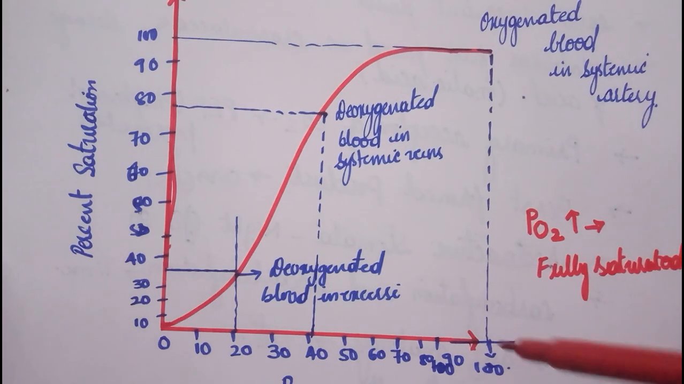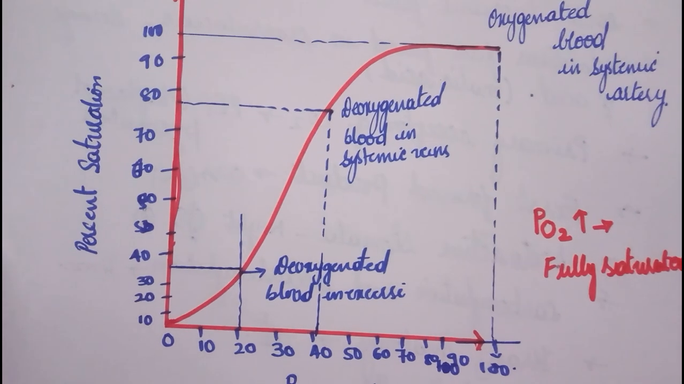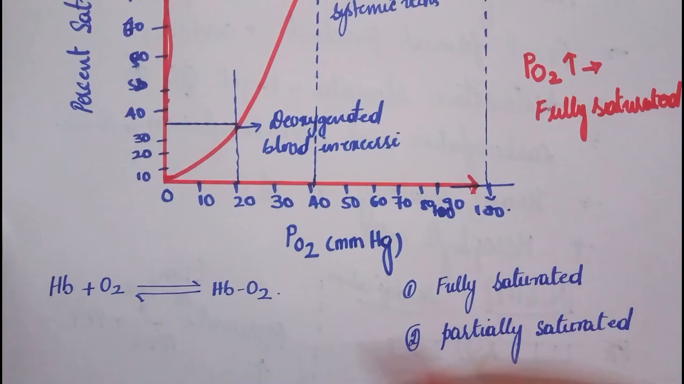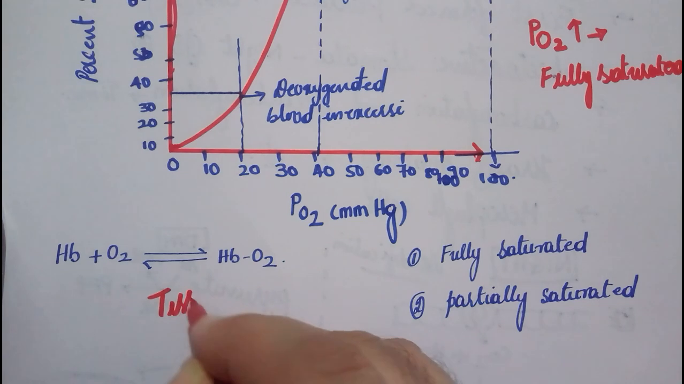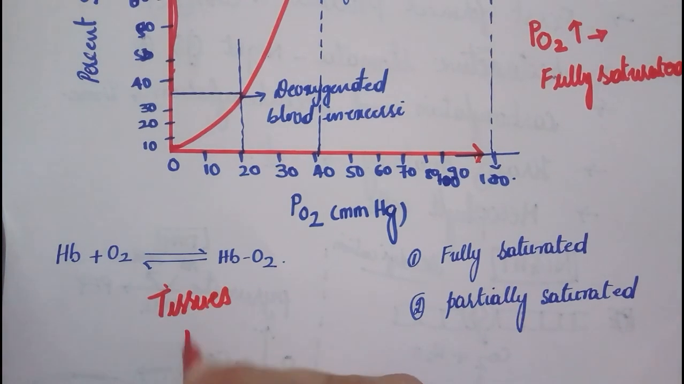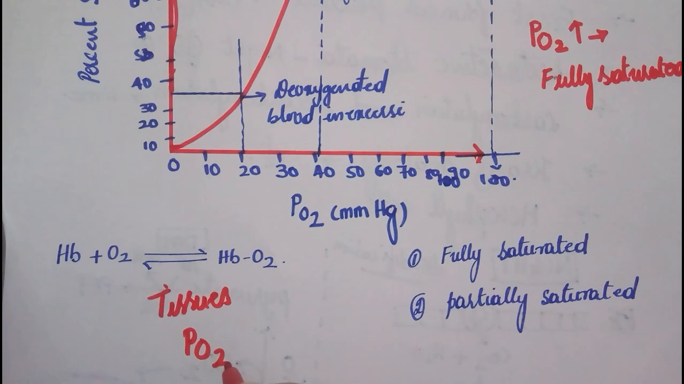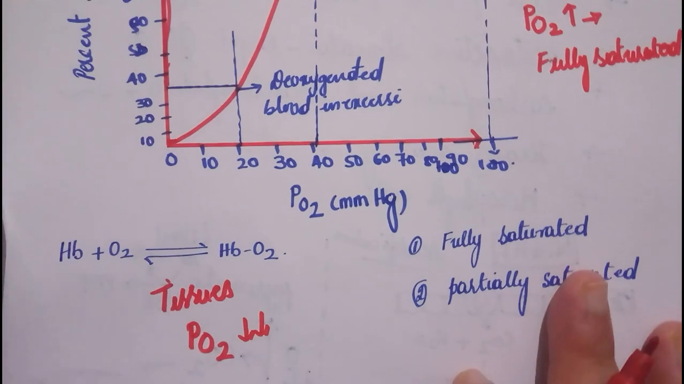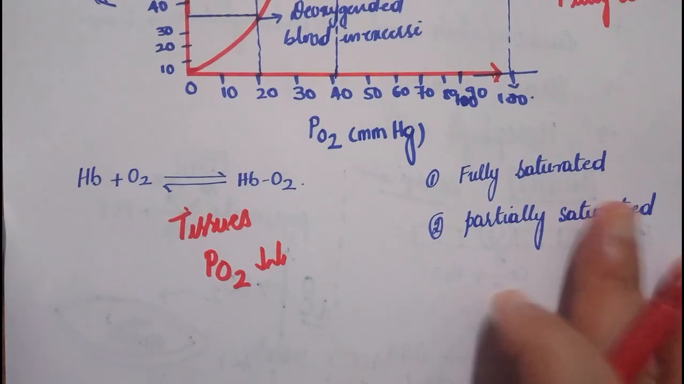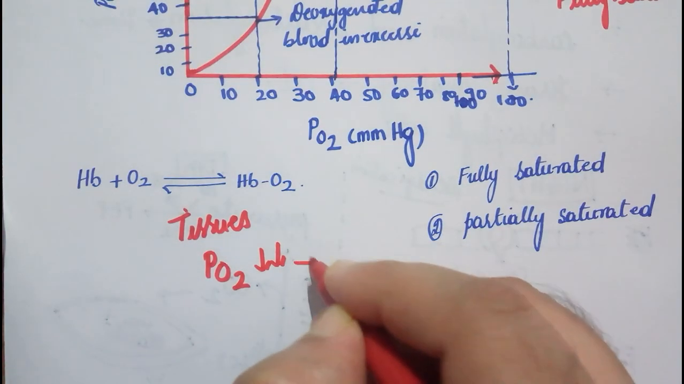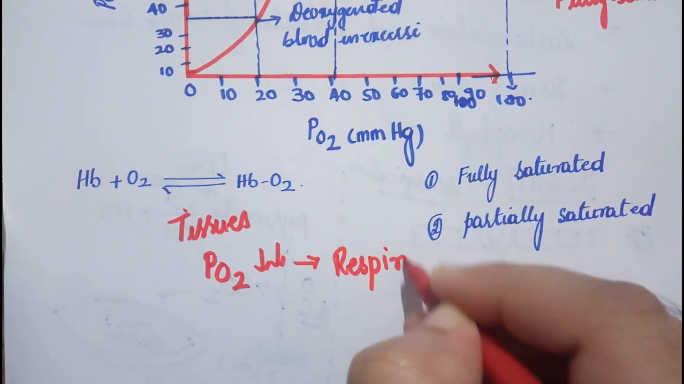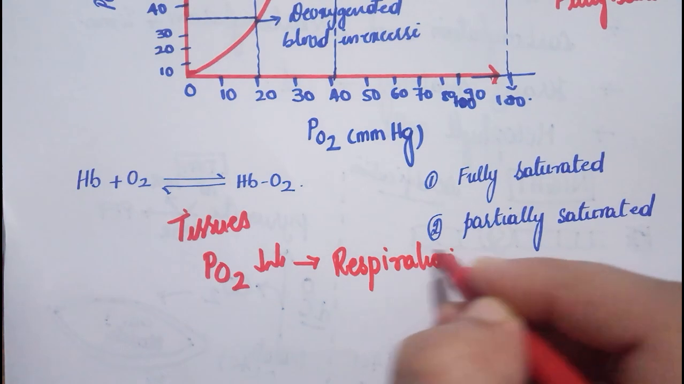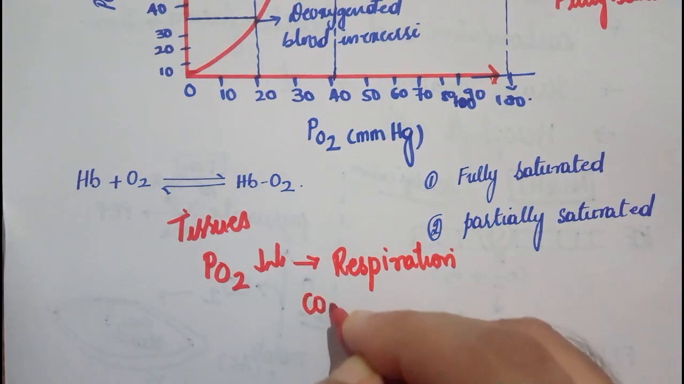Now at a partial pressure of 100, let us come to the tissues. At the tissues, what is going to happen? The partial pressure of oxygen is going to be less at the tissues. Now why is the partial pressure of oxygen less in the tissues? Because tissues do respiration, correct? So they use up oxygen and give out carbon dioxide.